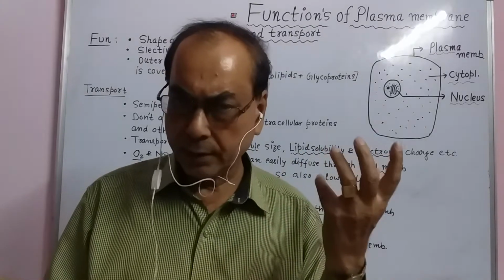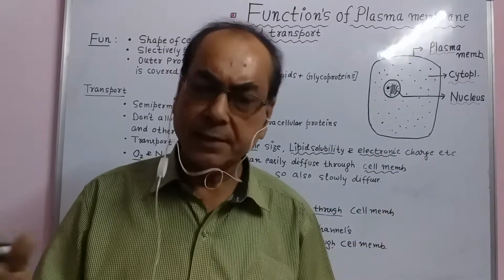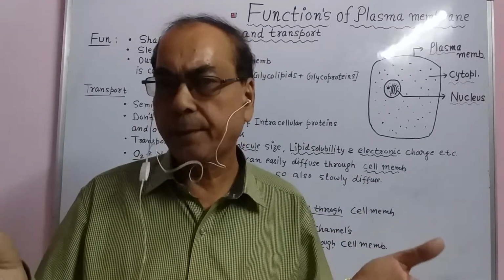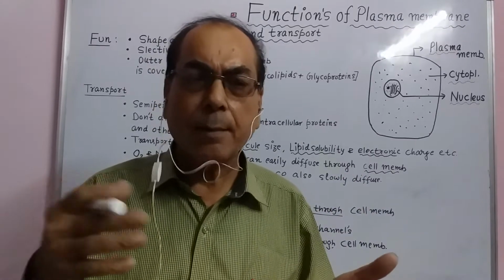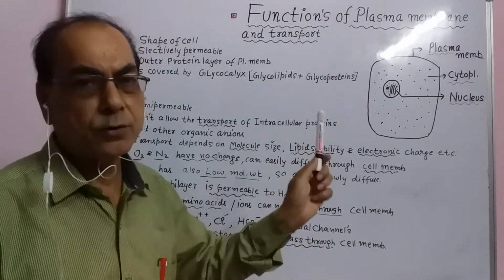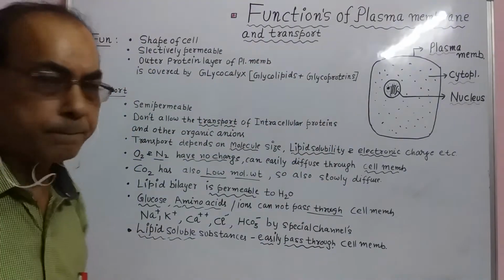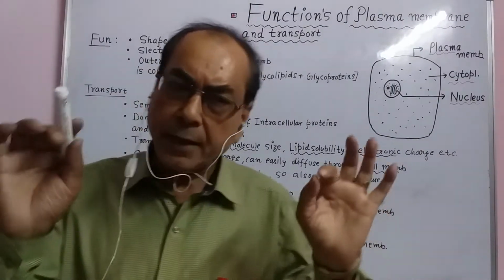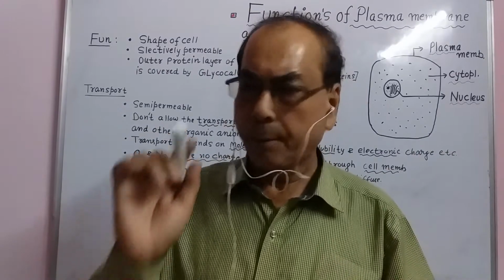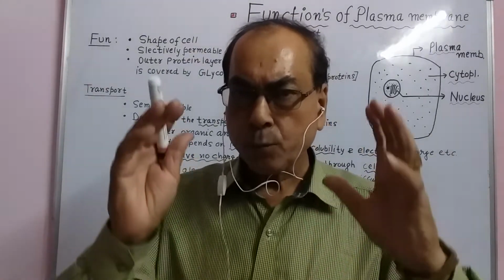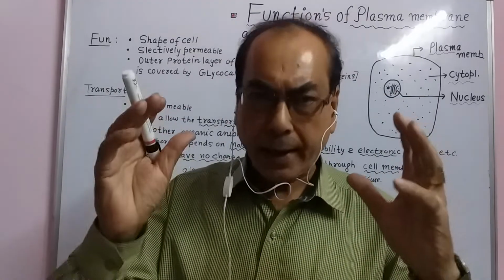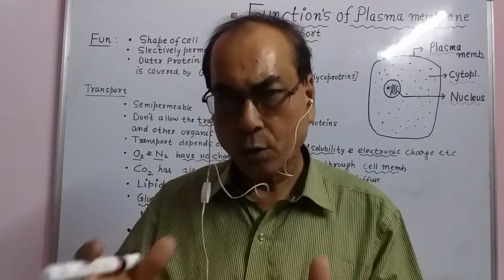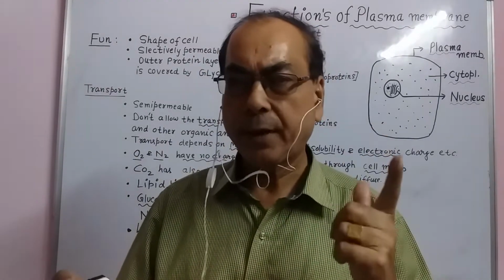Any cell has a particular shape and size. Some of the cells are totally rounded, some are oval in shape, some are rectangular, and some are irregular in shape. So this important function is performed by the plasma membrane. Then, it is selectively permeable. So, what is the meaning of selectively permeable? It means that it permits or allows some of the important materials to pass across the plasma membrane or cell membrane.